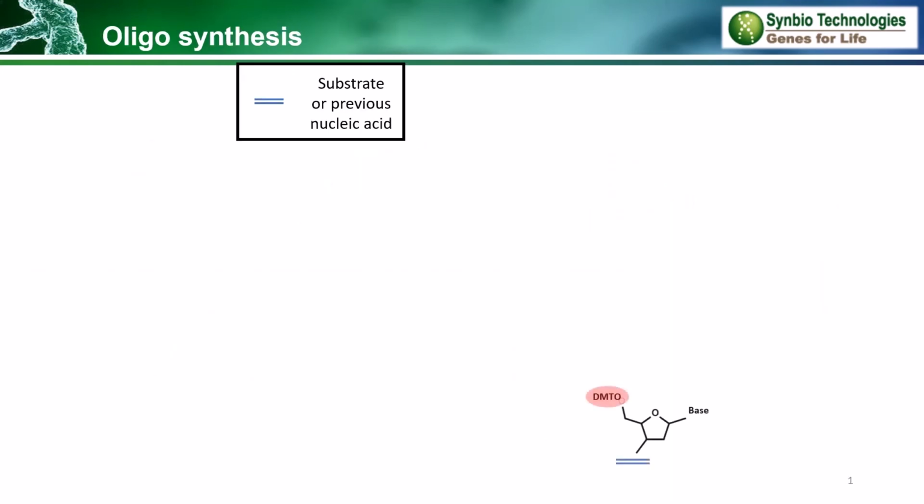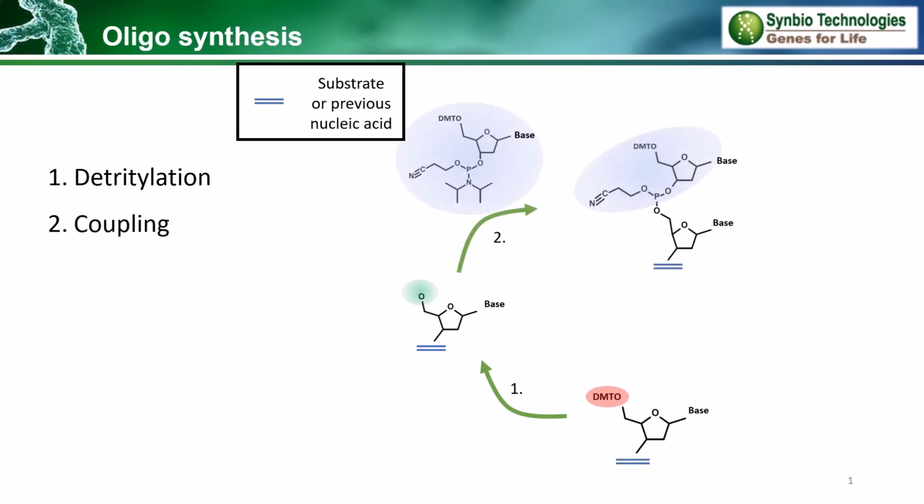Oligonucleotide synthesis follows a cycle. The first step depicted here is called detritylation. The DMT protecting group, highlighted here in red, is removed with an acid solution such as 2% trichloroacetic acid or 3% dichloroacetic acid in an inert solvent. This results in a free hydroxyl group. The next step is coupling.